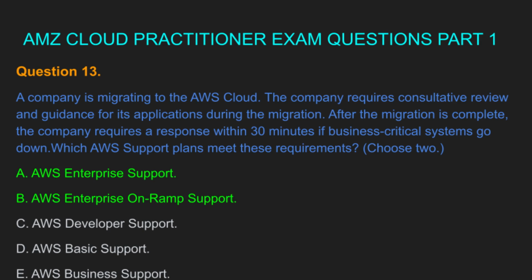The answer is A. AWS Enterprise Support. And B. AWS Enterprise On-Ramp Support. The keywords consultative review and guidance and critical system support only apply to Enterprise On-Ramp and Enterprise Support.